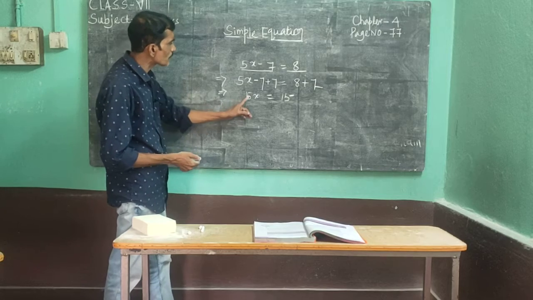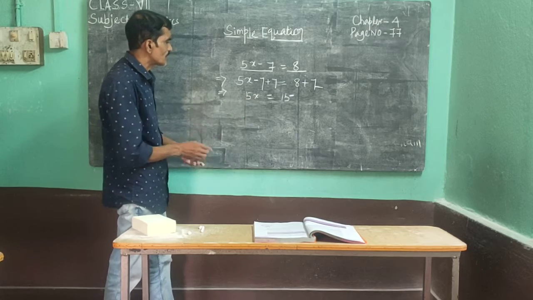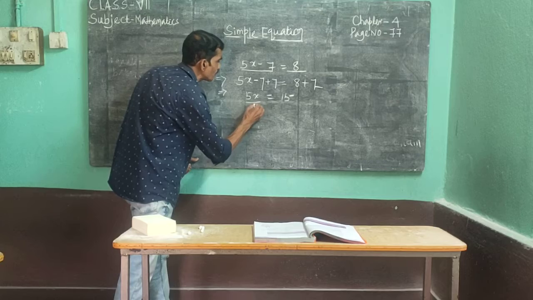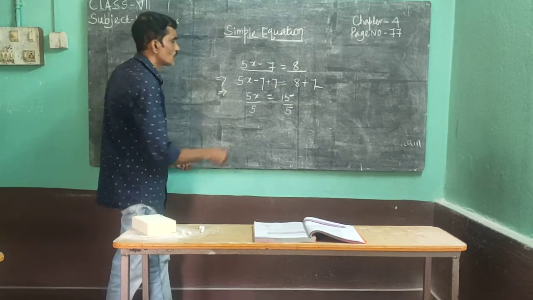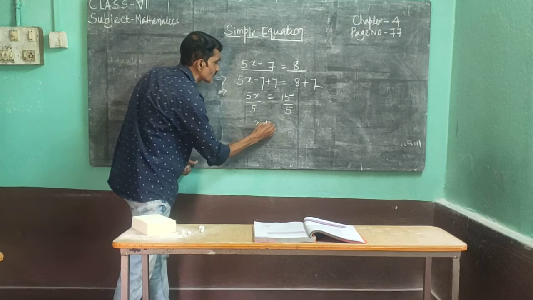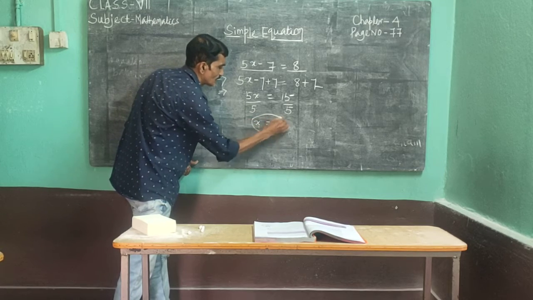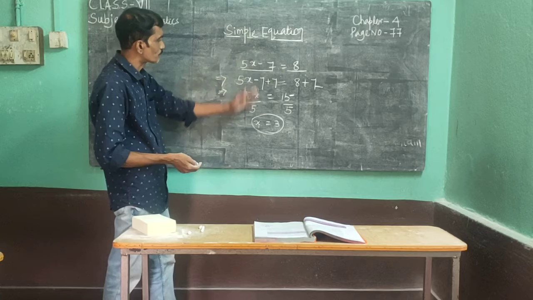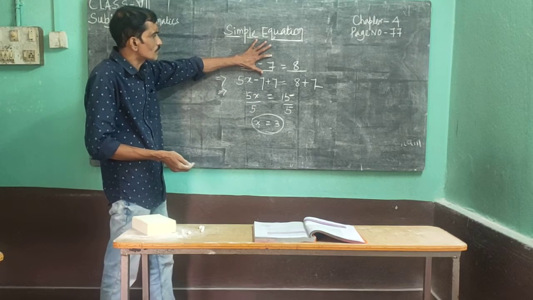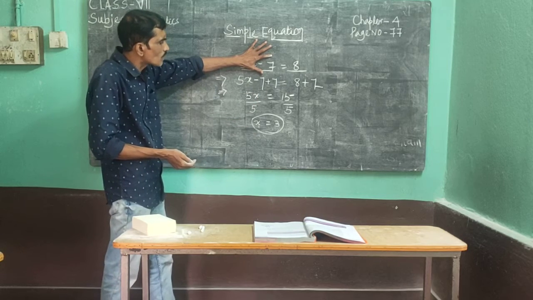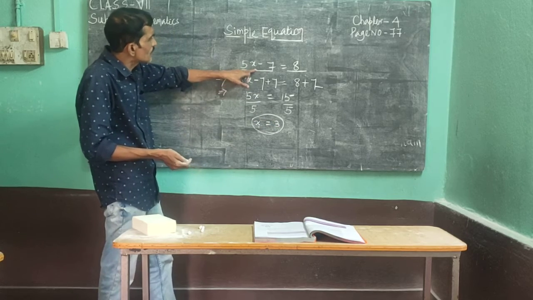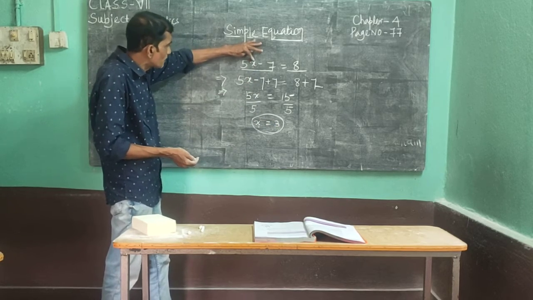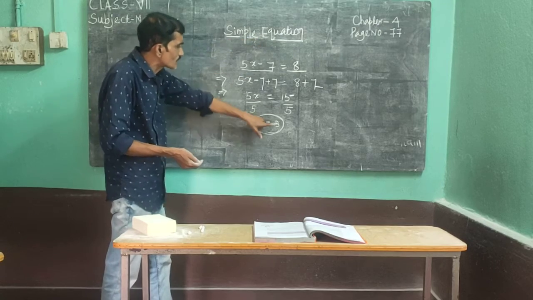Next, here 5 is multiplied with x. In the second step, I will divide both sides by 5, that means in the LHS and RHS. So what am I getting here? x is equal to 3. That is my answer. That means I solved this linear equation in one variable and got the value of x as 3. The value of the variable is 3.